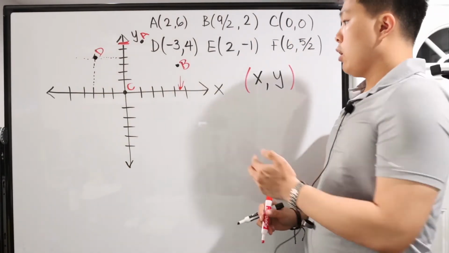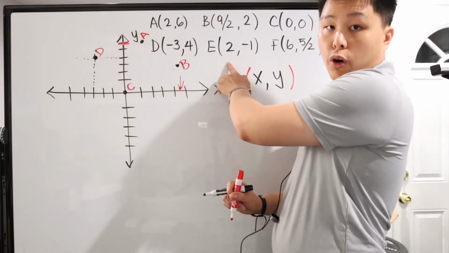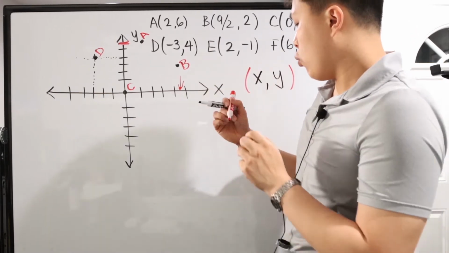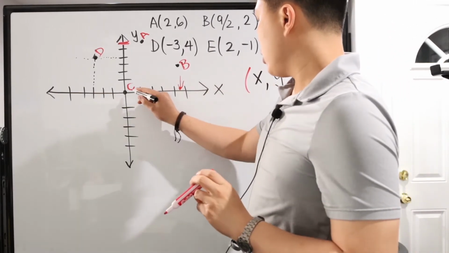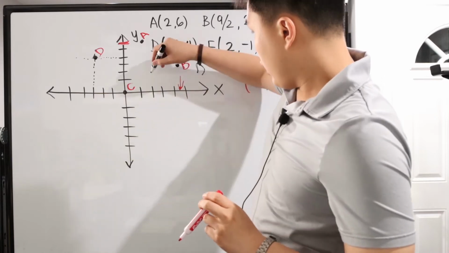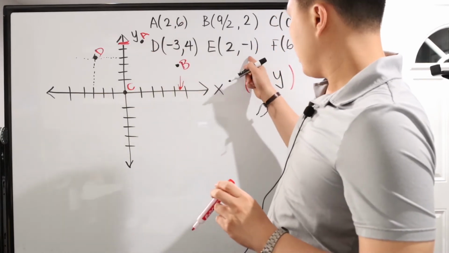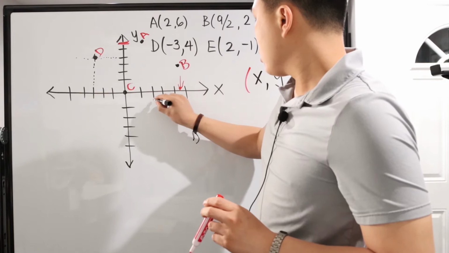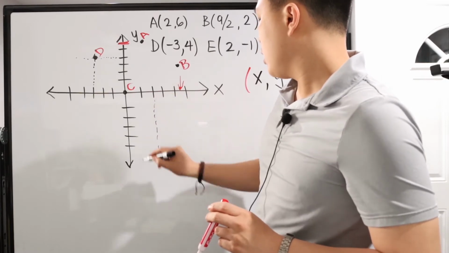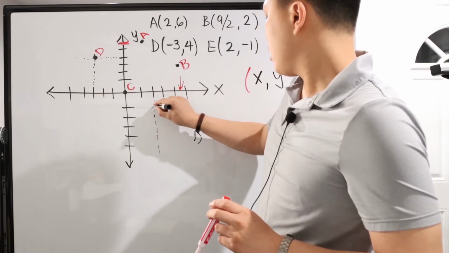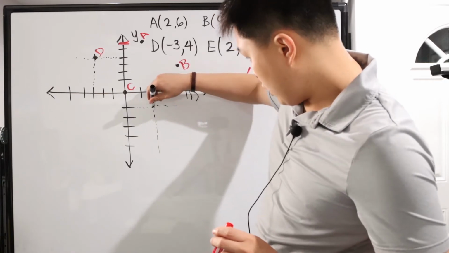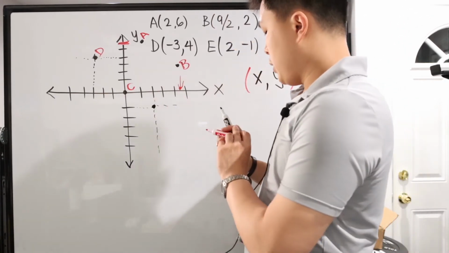E, same thing. We have 2 for our x coordinate, negative 1 for our y coordinate. So here's 1, 2. And then it's going up or down. We're not sure, but then we know that's negative, so it's going down. So 2, go all the way down. Negative 1, right here. Where it crosses, that is where our point is, and that's going to be E.